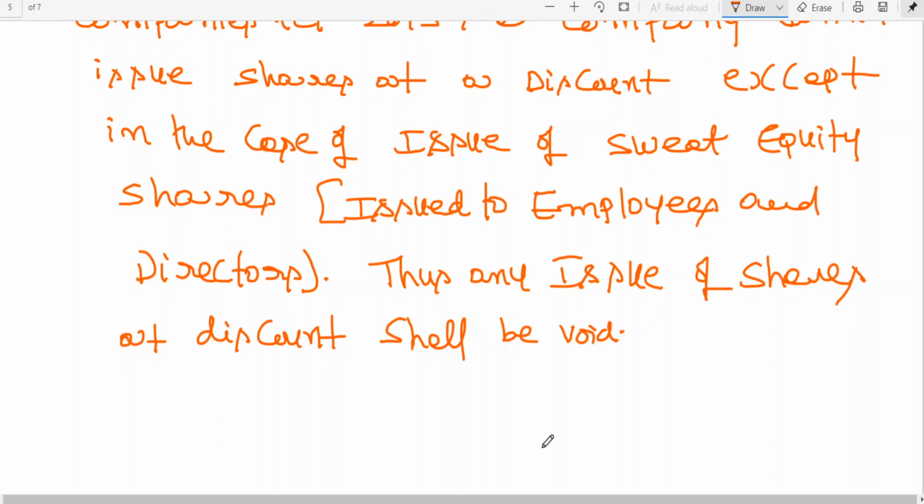Company may issue shares. This is what is called issue price. Issue price means it can be at par, at premium, at discount. Shares can be issued at par. Shares can be issued at premium. Shares can be issued at discount. But as I told you, there is an exception. Under the present Companies Act, previously the 1956 Act, the company used to issue shares at discount.